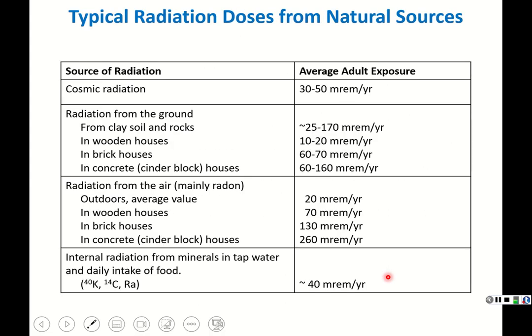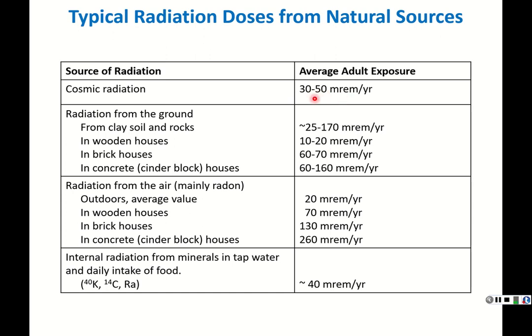So typical radiation doses are shown here in millirem per year. From cosmic radiation, we get about 30 to 50 millirem per year. Radiation from the ground, depending on what type of house you live in, the amount varies a little bit, but you can see that it's in general a little bit higher. You're getting a slightly higher dose from this source than from cosmic radiation.